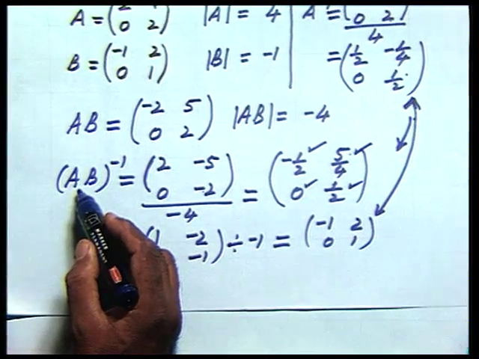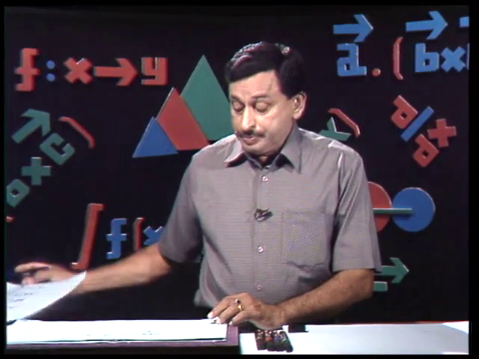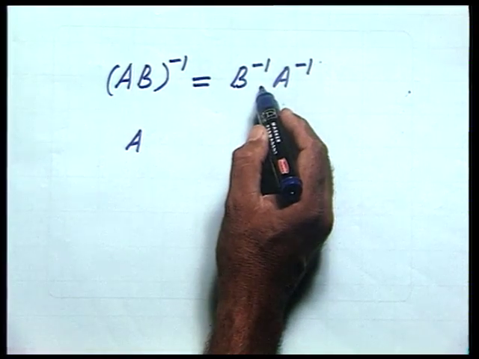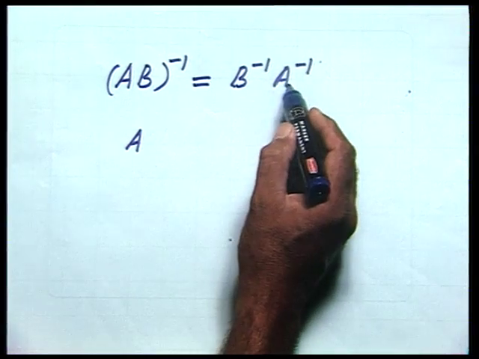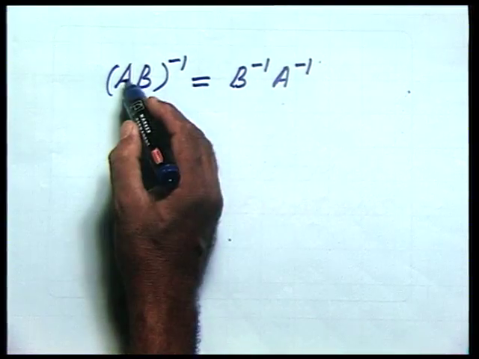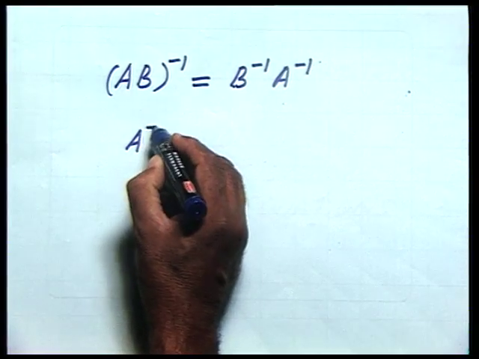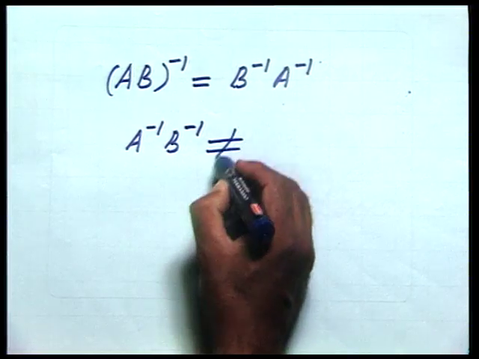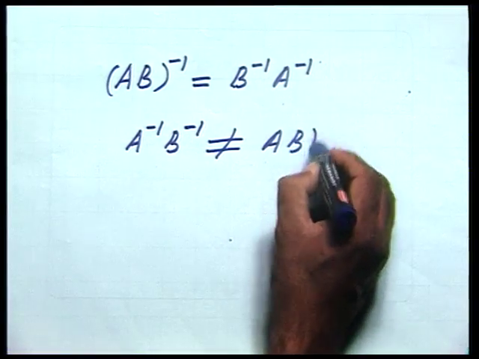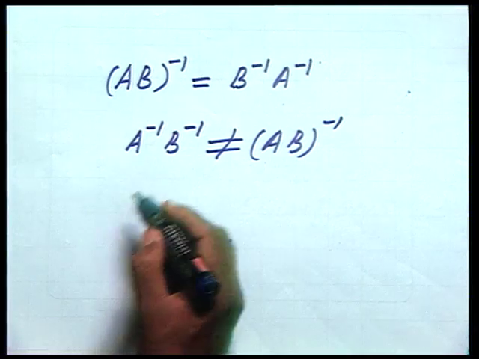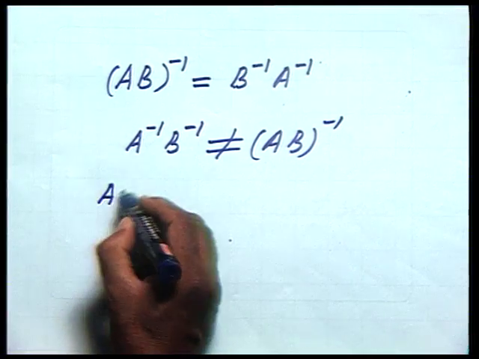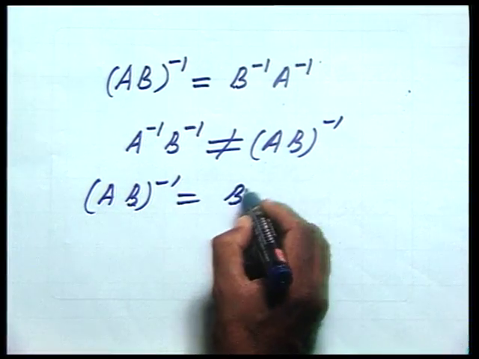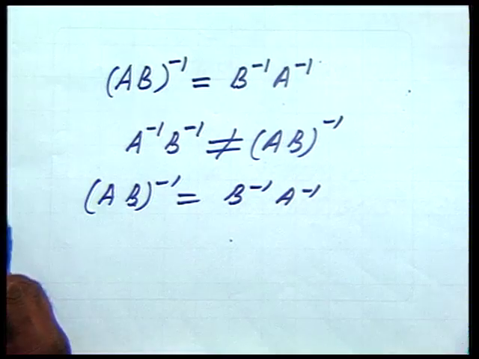So, we arrive at a very important result, and that is that A B inverse is equal to the product of B inverse and A inverse. That is, in case you multiply A inverse and B inverse, this will not give you A B inverse, but this will always be true. This is the important result that we get from here.